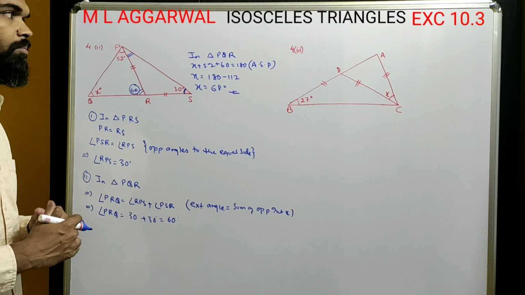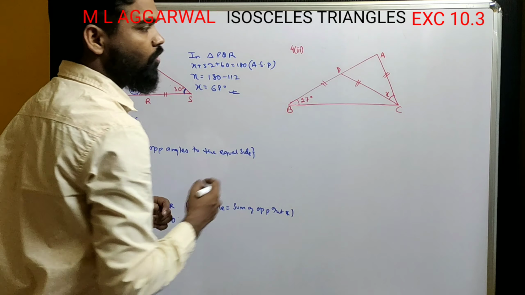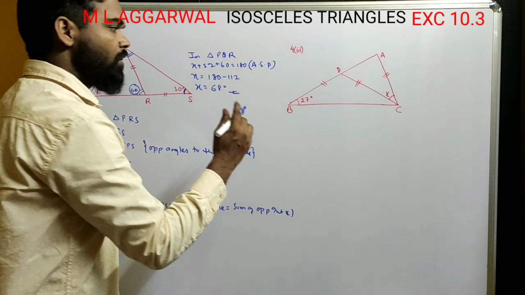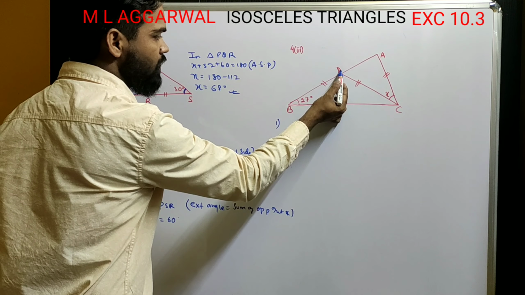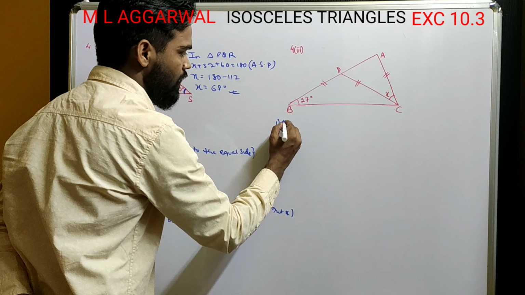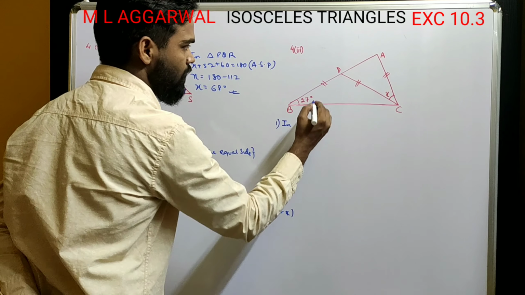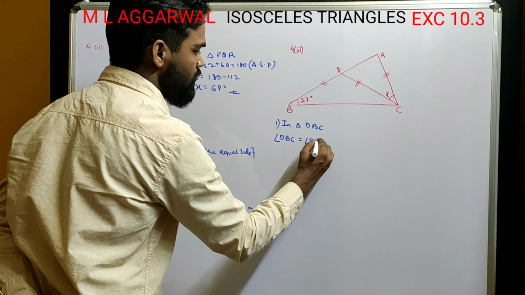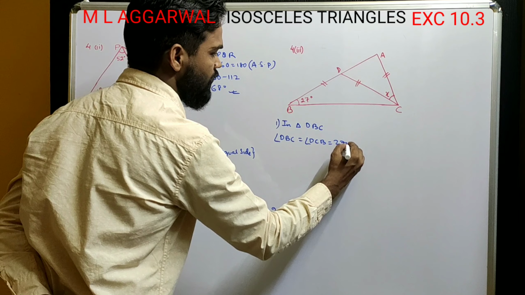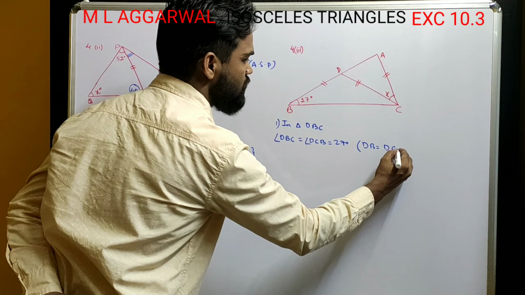Now look at sum number 4 part 3. Over here also they have given an unknown quantity x. Okay, now look at the triangle. Same. First look at triangle DBC. In triangle DBC, angle DBC is equal to angle DCB is equal to 27 degrees. Why? Because DB is equal to DC.